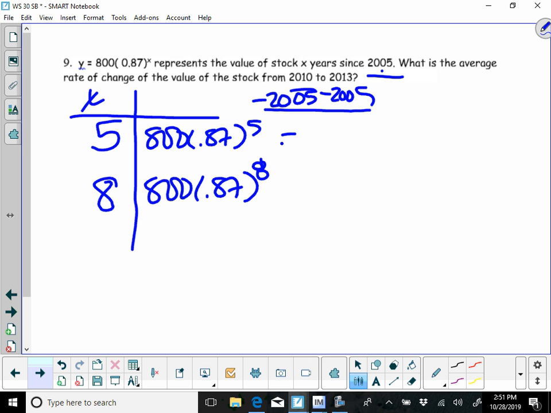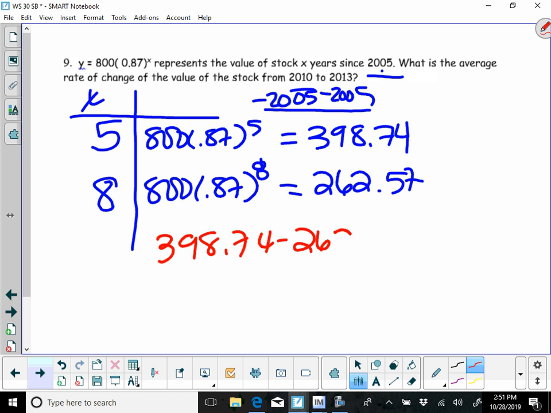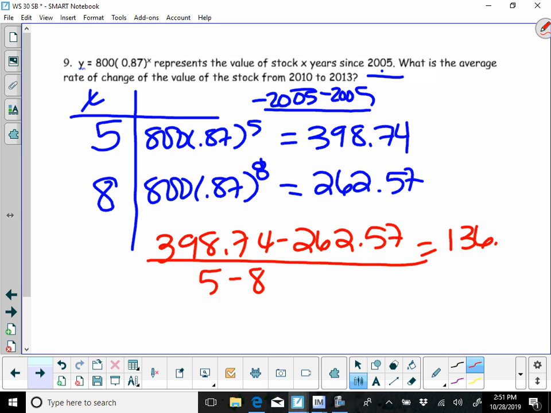This one gives me 398.74, and this one's going to give me 262.57. Then you can still do the slope. It will be a decimal. It's going to be y minus y over x minus x, and that's going to give you negative 45.39.